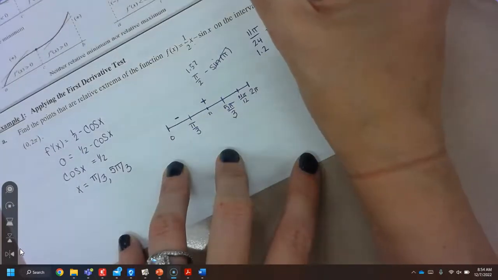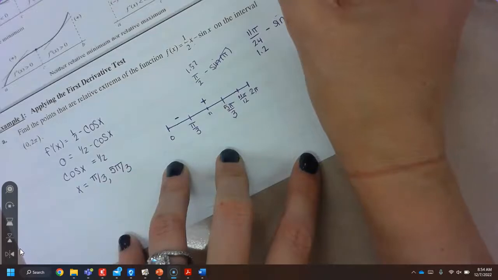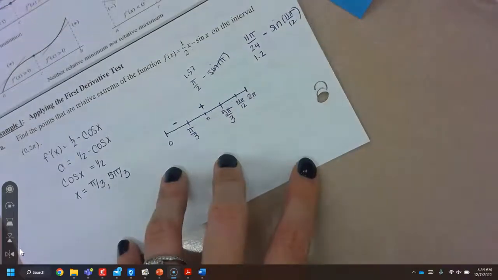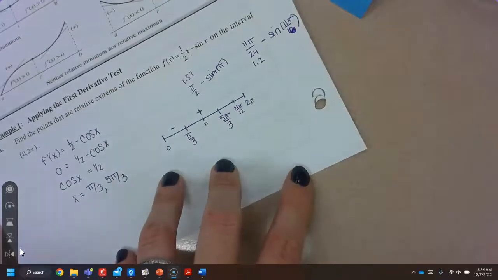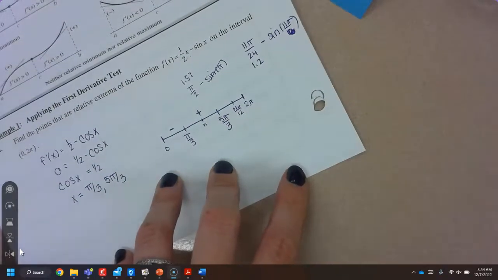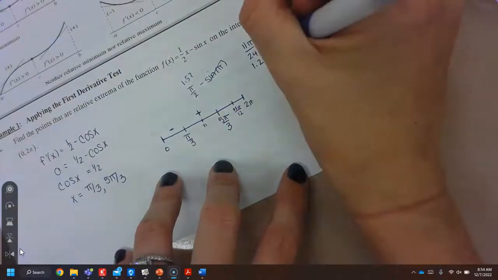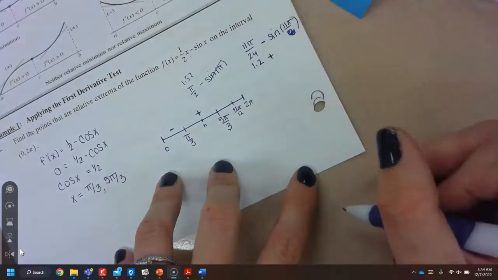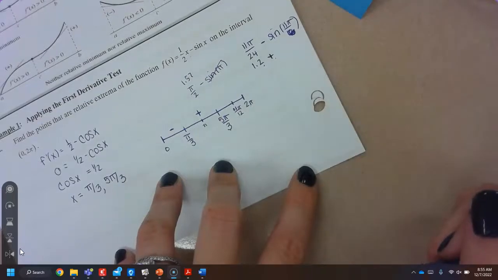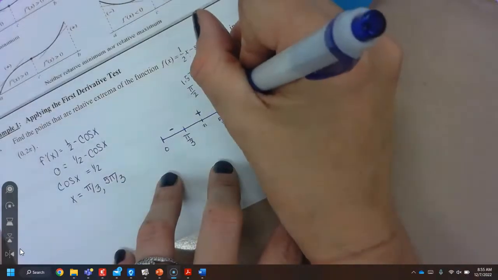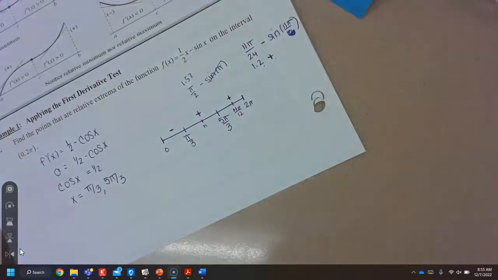Minus the sine of 11 pi over 12. So sine of, not 12, sorry, 11 pi over 6. So the sine of 11 pi over 6 inside quadrant 4 is going to be negative. So you have a minus, which makes that a positive. So a positive plus a positive is going to create a positive. So pi thirds is our extrema.